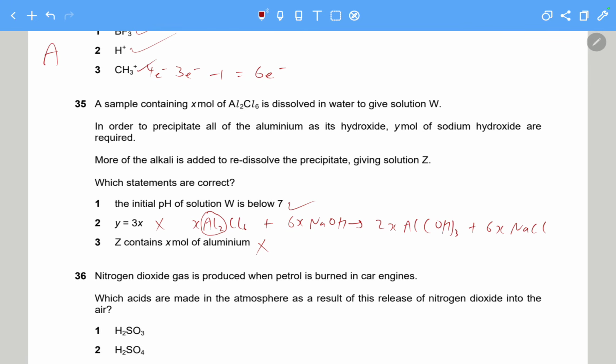X moles of Al2 is 2X moles of aluminium. So the correct answer is D.